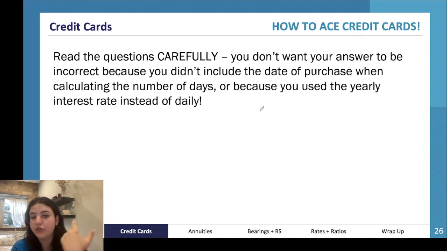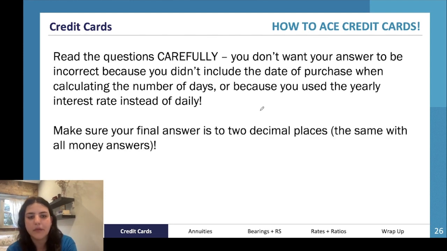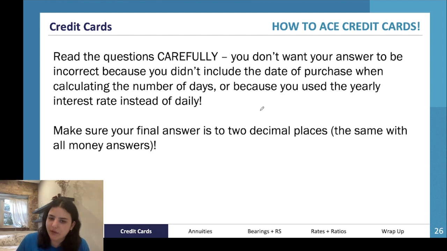Or because you use the yearly interest rate instead of daily. Make sure you double check, is it saying per annum? Also make sure your final answer is to 2 decimal places. This is a money answer, right? You're talking about money. You can't write $780.1 because they'll be like, well, that's not necessarily correct. Is that 10 cents or 1 cent? You need to be as accurate as you can. Don't go over 2 decimal places.